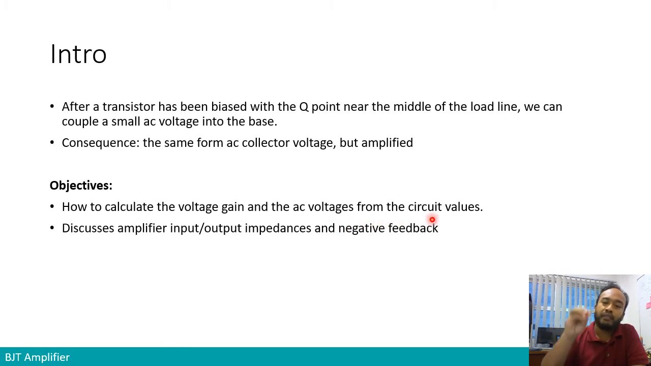Once we have that, we will be able to calculate the voltage gain and the AC voltage from the circuit values. We'll have different resistors, for example, and also capacitors. So we will be able to deduce the output voltage values and the gain. Then we'll discuss the form of the wave, the comparison between input and output, and also impedance and negative feedback. But for this part, we concentrate on understanding the components and the circuit, calculating the voltage gain, and looking at the waveform of the different parts inside the amplifier circuit.